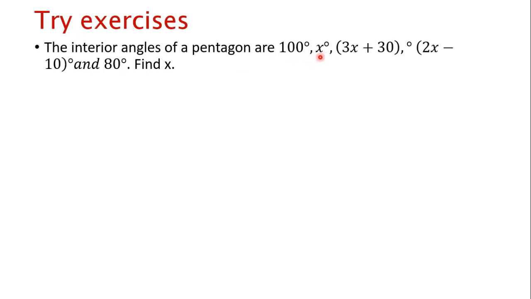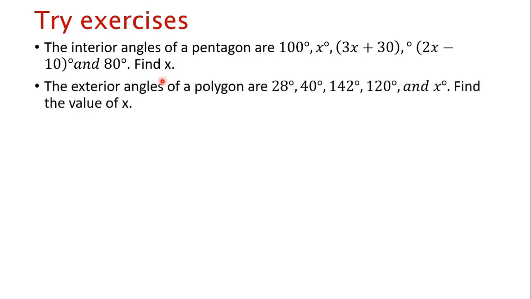So the first question is, the interior angles of a pentagon are 100 degrees, x degrees, (3x plus 30) degrees, (2x minus 10) degrees and 80 degrees. We are finding the value of x. Second question, the exterior angles of a polygon are 28 degrees, 40 degrees, 142 degrees, 120 degrees, and x degrees. Find the value of x.